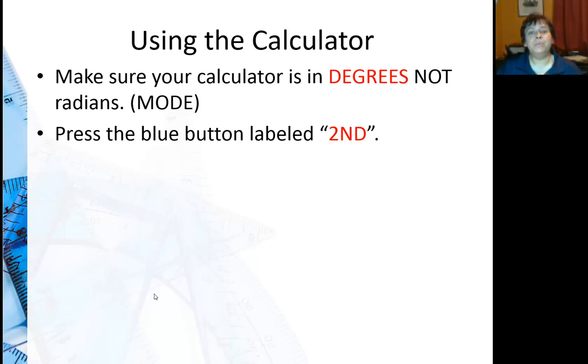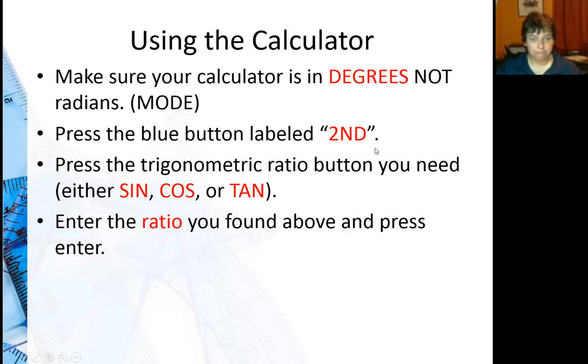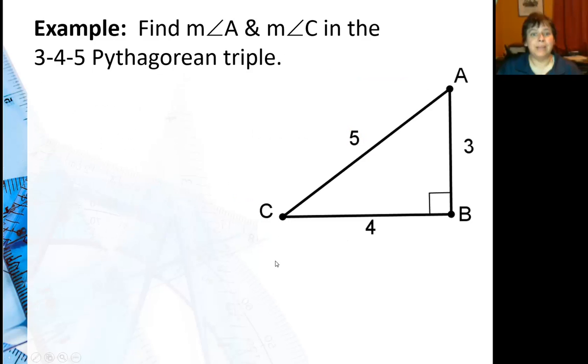If you need to, press the blue button labeled second, and then press the trigonometric ratio. So you are going to need to press second, and then you press the trigonometric ratio button. You will need either sine, cosine, or tangent. And above those ratios, you're going to see inverse sine, cosine, and inverse tangent in blue to match that second button. Enter the ratio you found above and press enter.